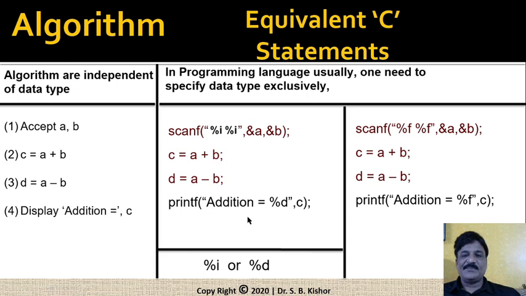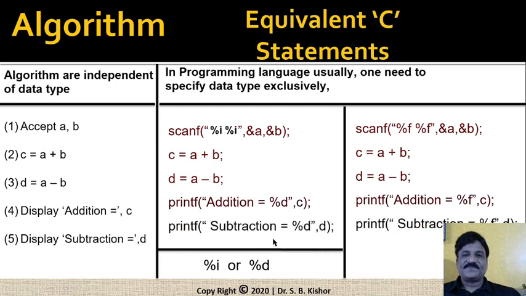So here we are displaying a message, addition, and then we are displaying the result that has been stored in the variable C. It means the value will be displayed over here. Similarly the second one.